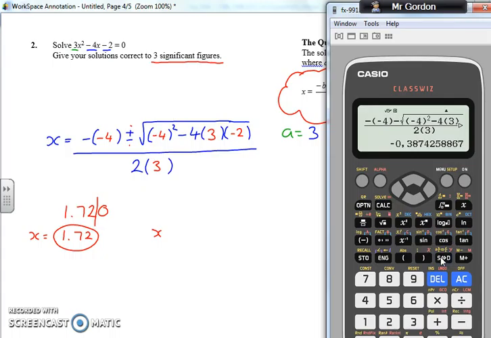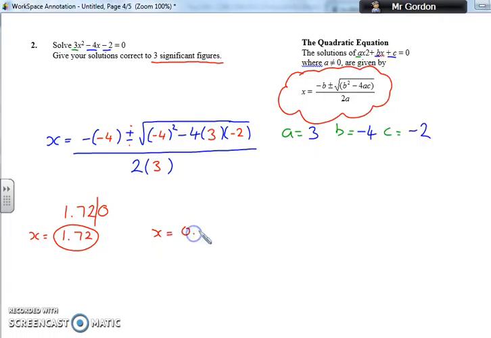So minus 0.3874, etc. We only want the first 3 digits, so 0, 3, 8, and the 7 is the 4th digit. Now what effect is that going to have on the 8? Well, anything above a 5 rounds up, so it's going to be 0.39. X equals minus 0.39.